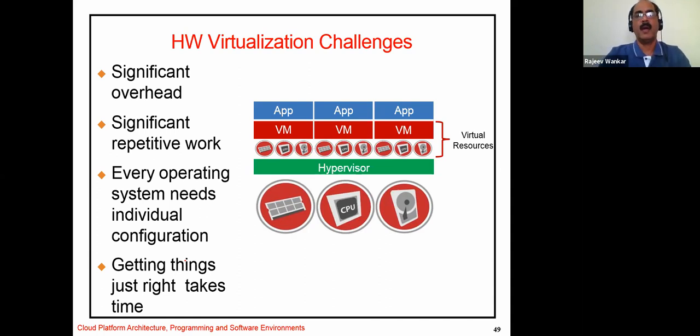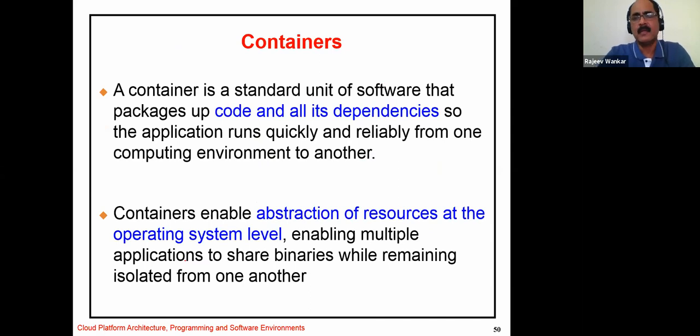You require to put several things. A virtualization layer has to be put, and then you have to think about what kind of virtual machine the user requires for what kind of operation and so on. There is significant repetitive work, and every operating system requires an individual configuration, and the success depends upon how well you have done the things. So there is a lot of overhead in terms of repetition of several things. And that's the reason why the industry came up with another form we call a container.